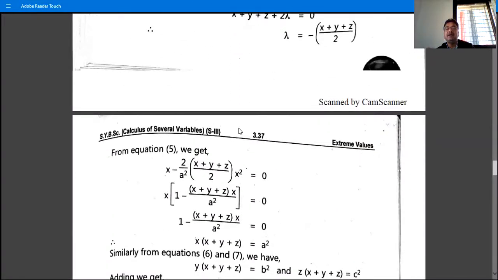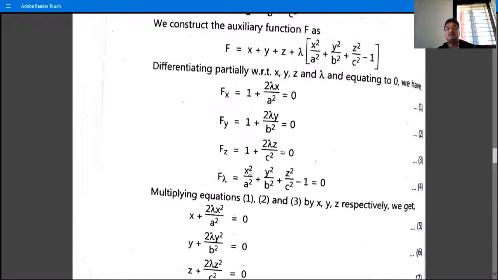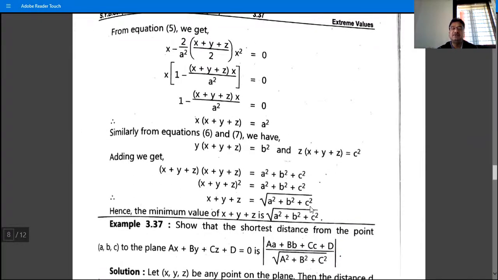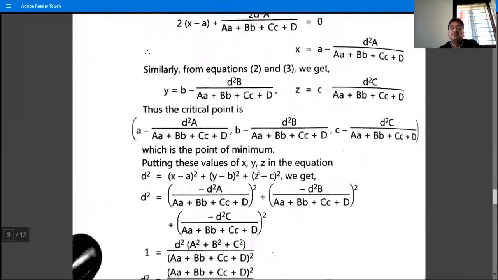Or the other procedure: by substituting lambda in equations 5, 6, 7, we get x is a square by x plus y plus z, and similarly y and z, and then by using this condition, we have the value of x plus y plus z equal to this. This problem is already discussed.